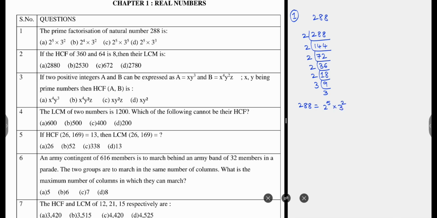So you can see that is option A. So question number 1 is option A.